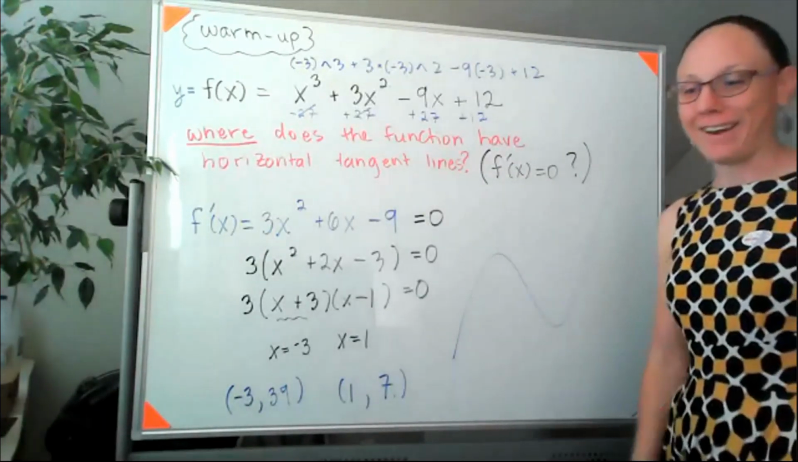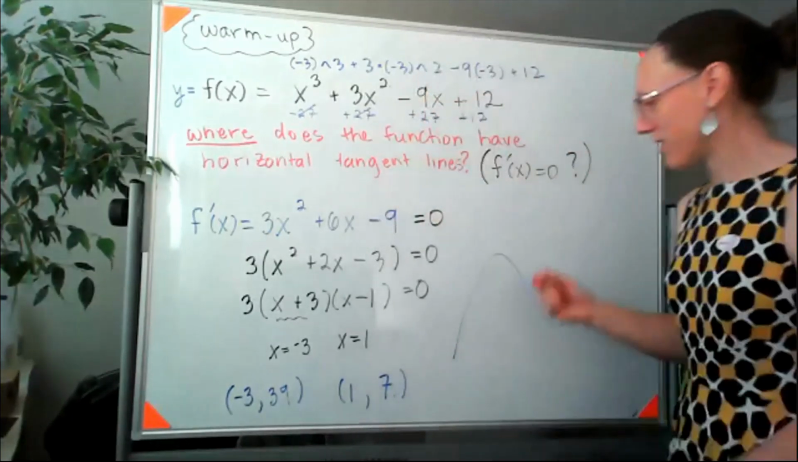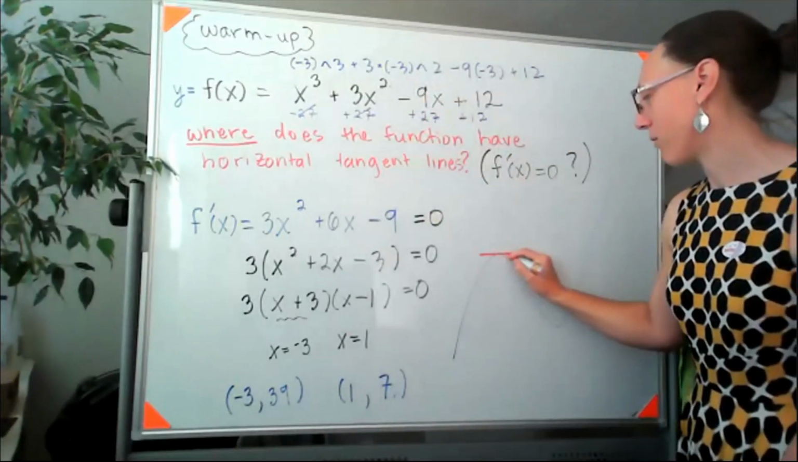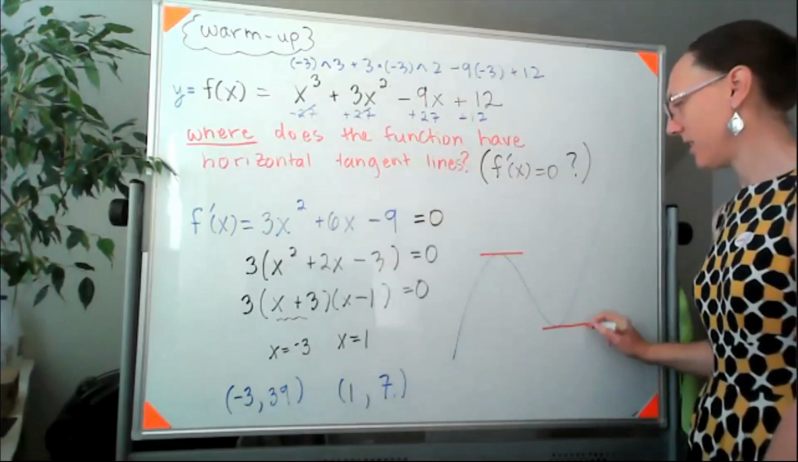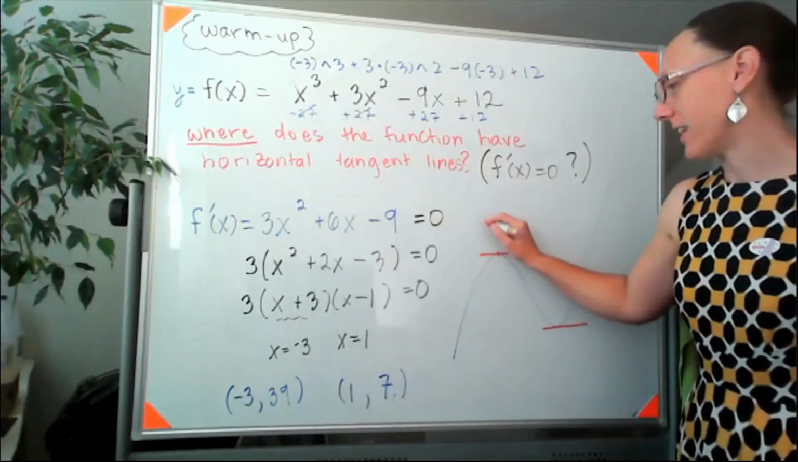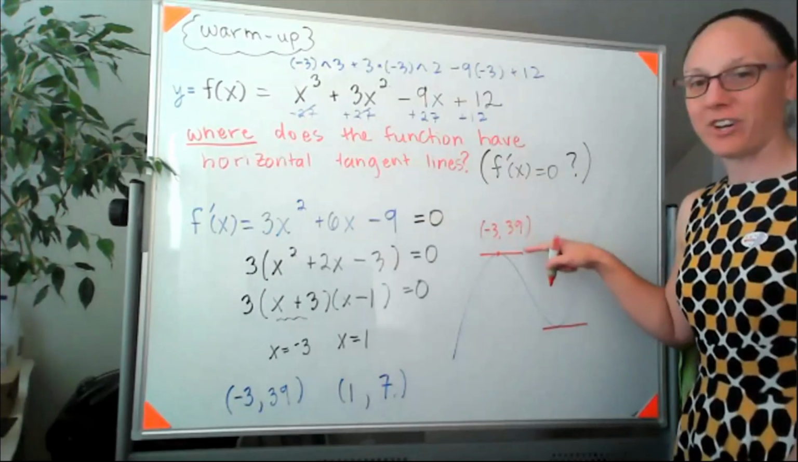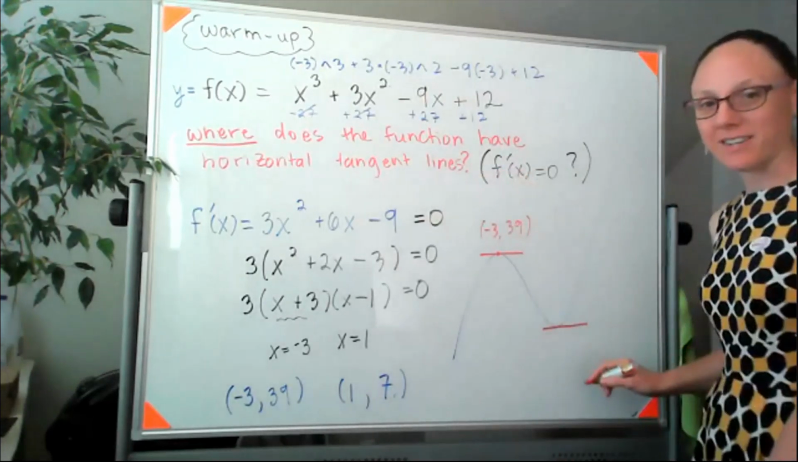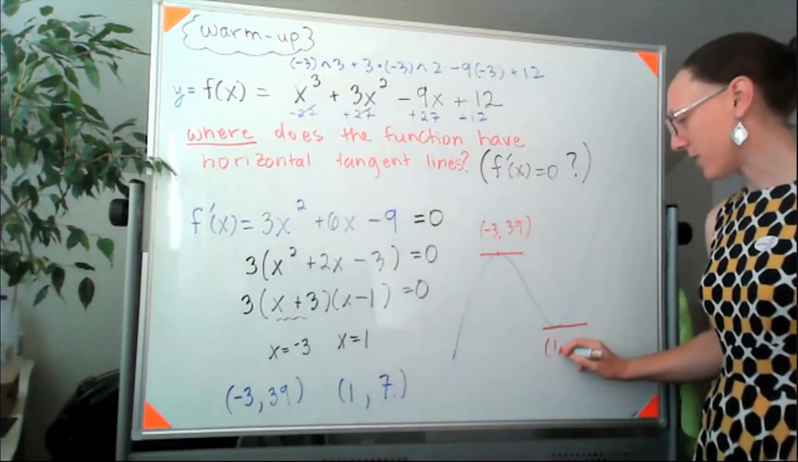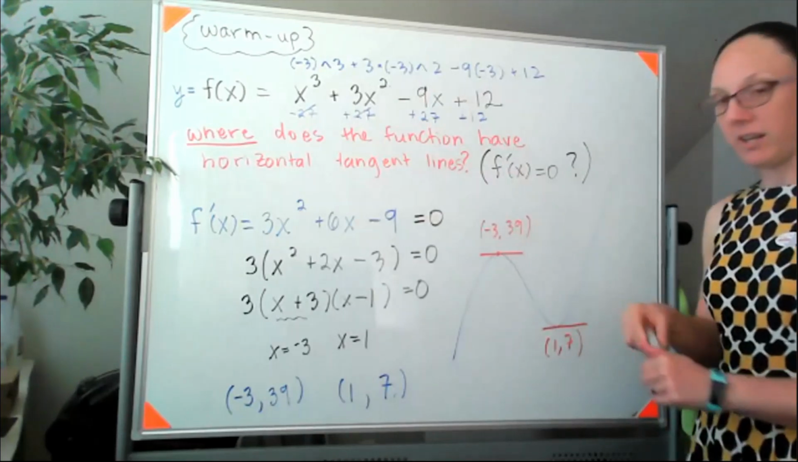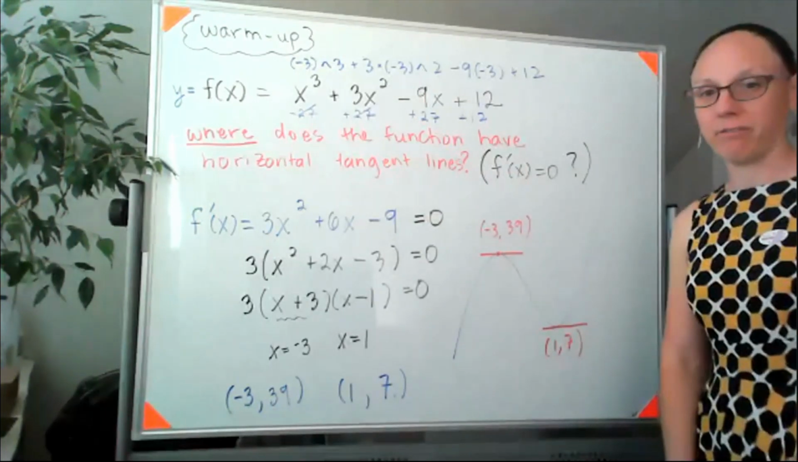Cubics look kind of like that. And we just found those points where we have horizontal tangent lines. Well, this horizontal tangent line, that point must be at -3, positive 39. Makes way more sense on my graph now. And here's the point 1, 7. Look at our beautiful graph.